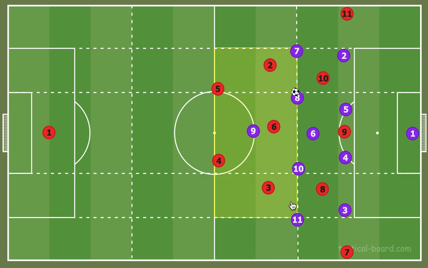So the first key thing is in a low block when you're using a more space-oriented marking system.